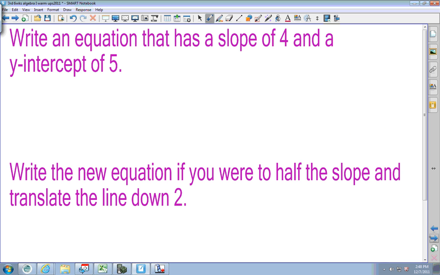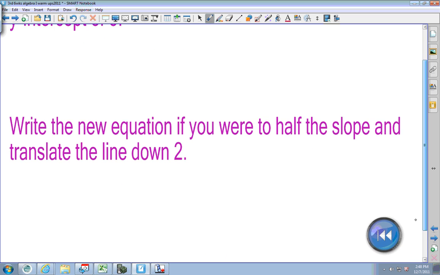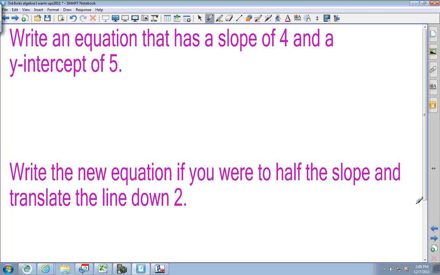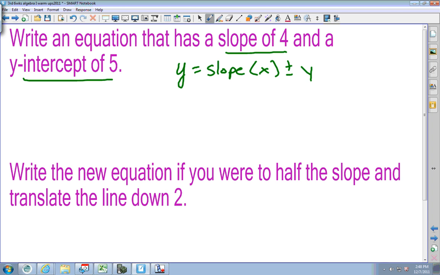Here's the next one. See if you can figure out the answer to these two. Write an equation that has a slope of 4 and a y-intercept of 5. Remember, it goes y equals the slope times x and then plus or minus the y-intercept. So I have y equals the slope is 4x plus 5.